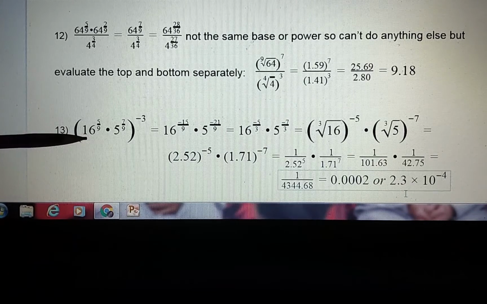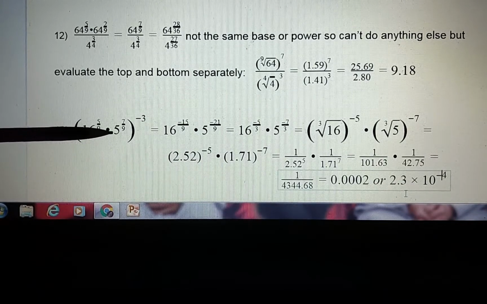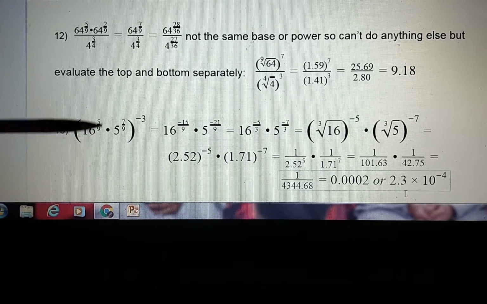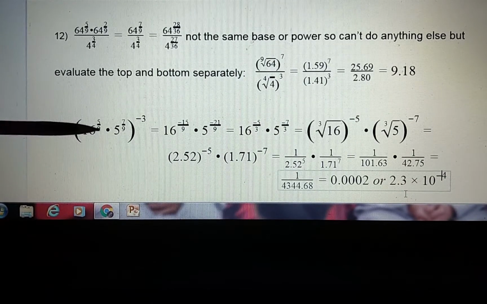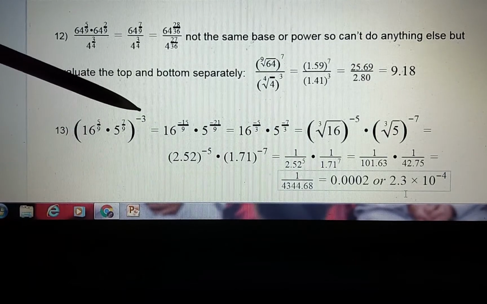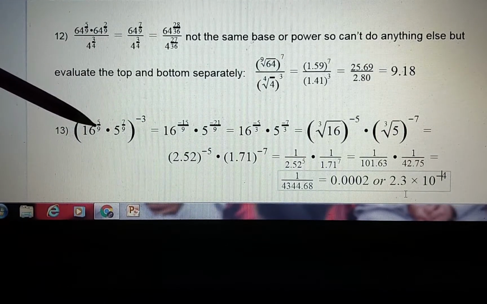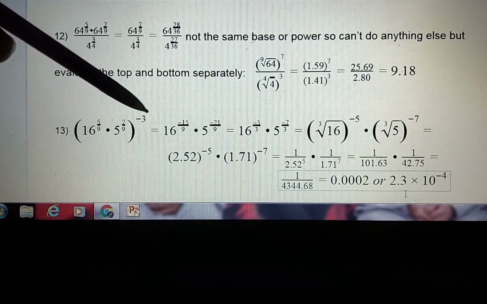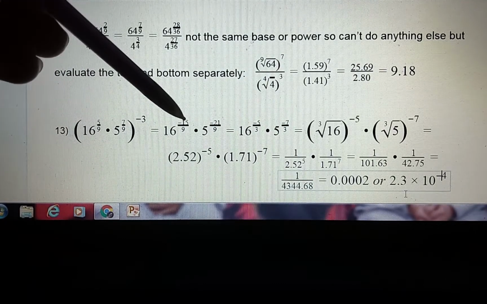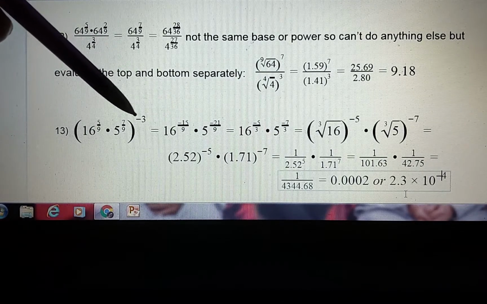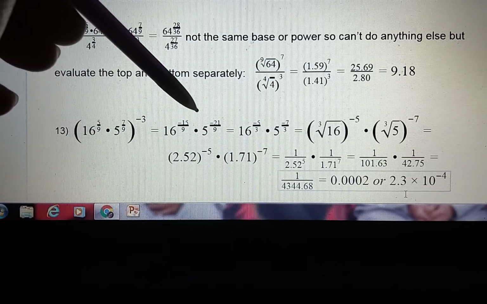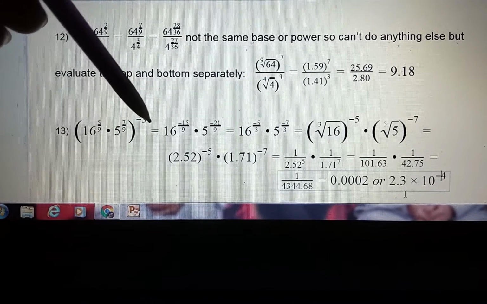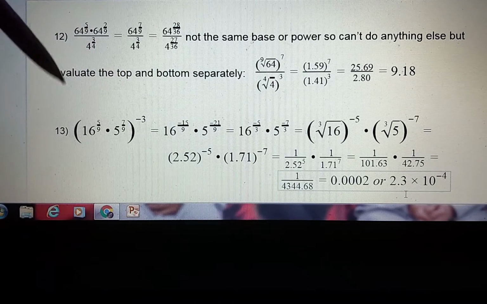Okay, number 13. Two bases, not the same. Can't keep it and add. Two exponents, not the same. Can't keep it and multiply the bases. So what I've got is the exponent out here and exponents inside. So I'm going to distribute the negative 3 and multiply it. So negative 3 times 5/9 gives me negative 15 over 9. Negative 3 times 7/9 gives me negative 21 over 9. Just remember, you just multiply straight across. So this is actually negative 3 over 1.